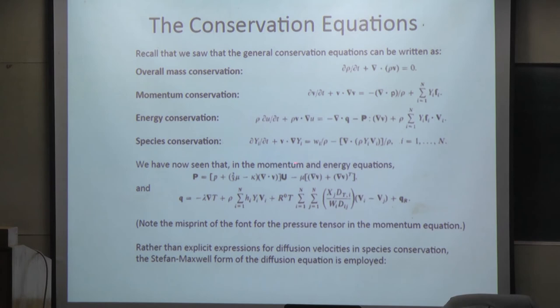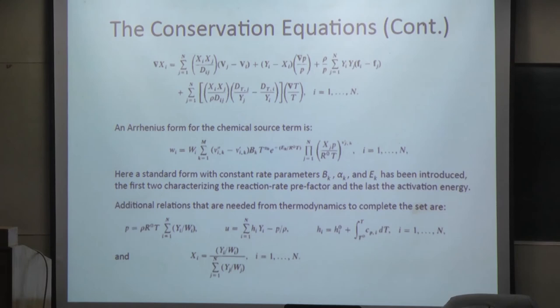Now, with these equations, the diffusion velocity is still appearing. You see, this is a dependent variable in the species conservation equation, as well as in the heat flux vector term. The suggestion is that, along with those, this Stefan-Maxwell form for the diffusion effect is a good way to describe diffusion. If you go back to Curtiss, Hirschfelder and Bird, you can find this formula, but you also find their formulas for multi-component diffusion coefficients.